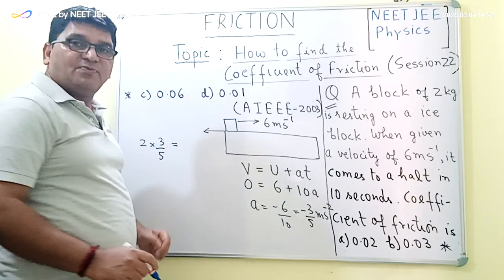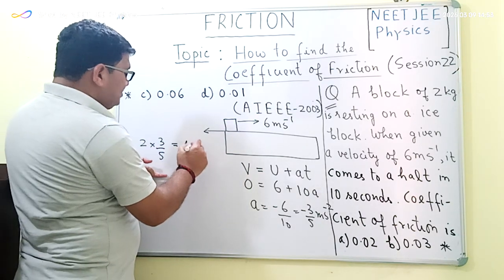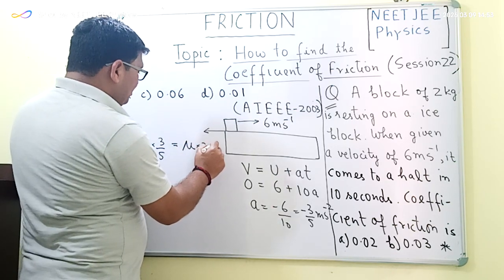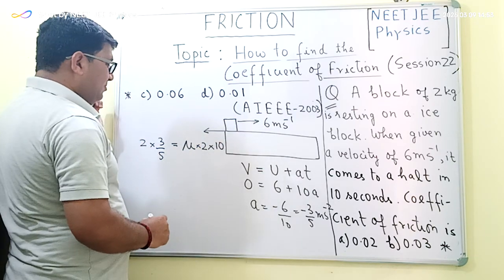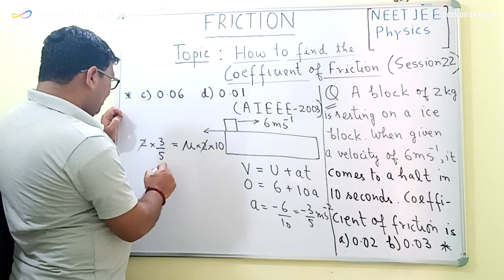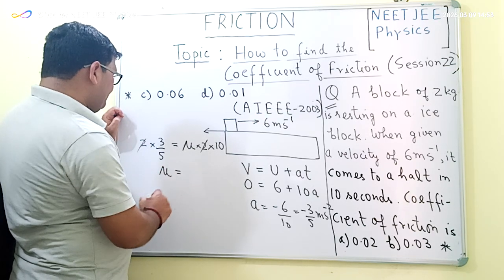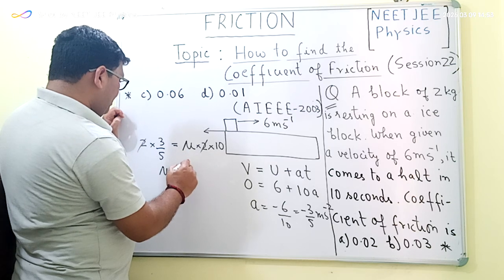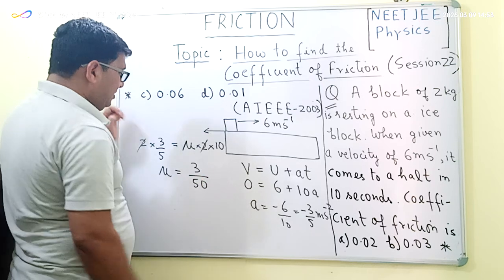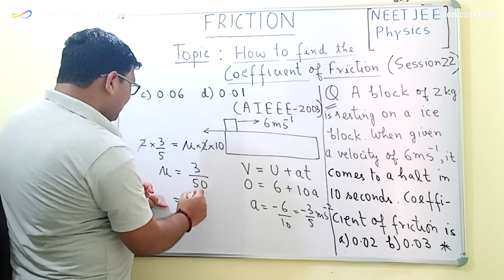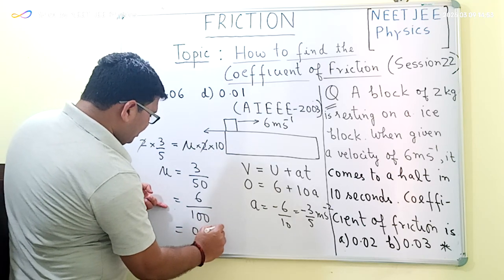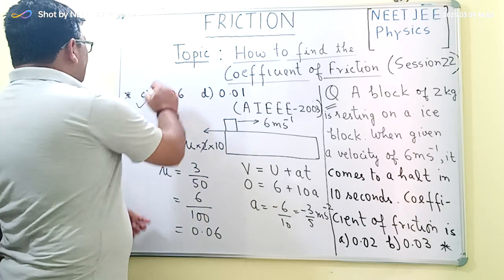And this is equal to, now the force of friction is equal to mu into N. N is what? It is the normal reaction which is equal to m into g. So here m is equal to 2 into g is to be taken as 10 meter per second square. So from here this 2 and 2 will get cancelled out. And so from here mu is equal to 3 divided by 50. This can be further written as 6 divided by 100, and this is equal to 0.06. So the correct option here is C.